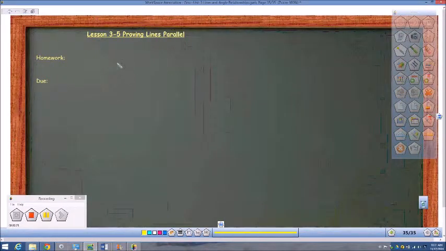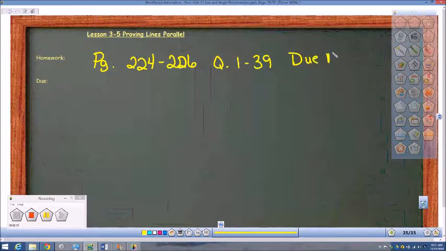So finally, that's the last of proving lines parallel. So just a quick reminder on some things. Your homework is to be working on page 224 to 226. Don't forget that it's questions 1 through 39. And this is actually due on Friday before the test. So don't forget about that.